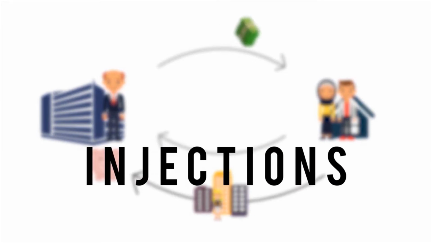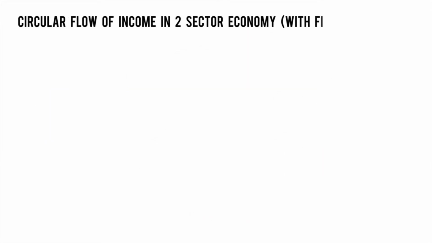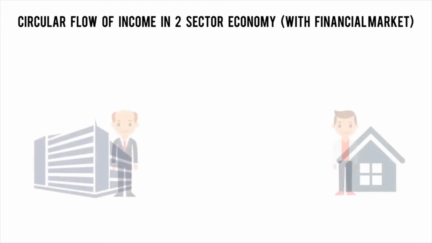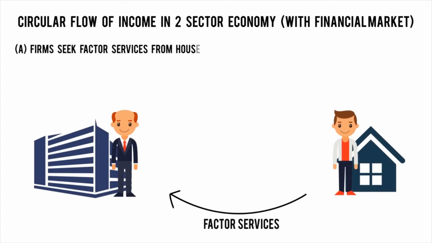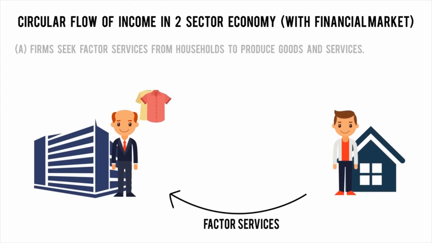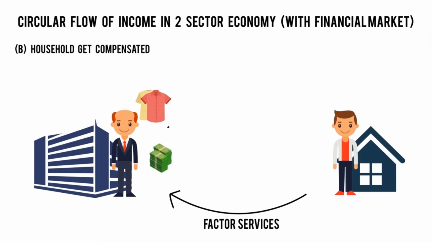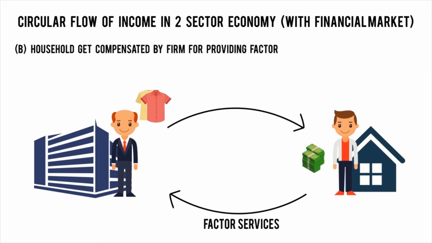With all this we can understand circular flow of income in a two-sector economy with financial market with the help of the following illustration. A. Firms seek factor services from the household, with the help of which they produce goods and services. B. Households get compensated by the firm for providing factor services.